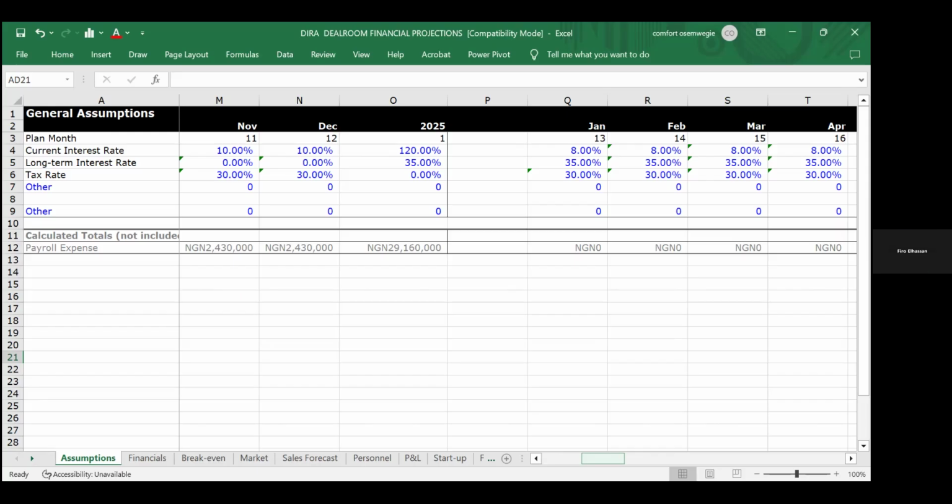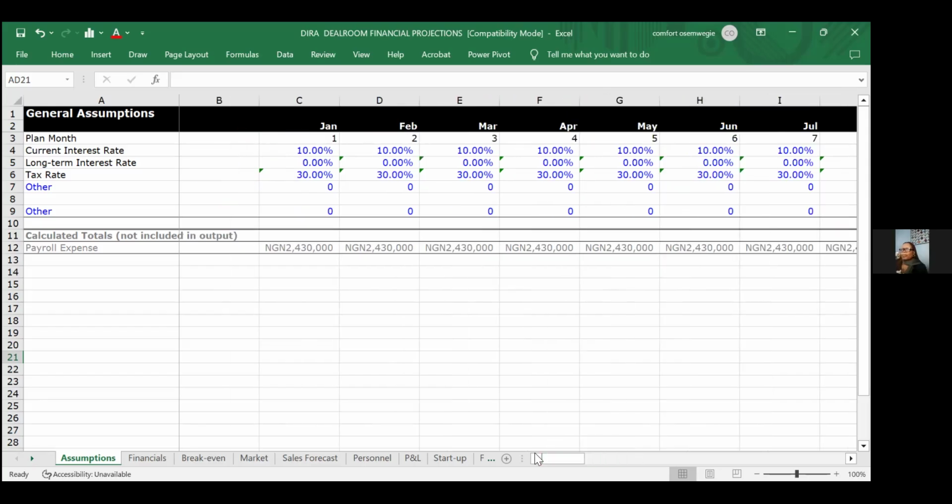I was talking of the row number 6, tax rate. Okay, tax rate, right. So will that refer to tax since we are not putting VAT in here? Yeah, your corporate tax that will be paid at the end of the year. VAT is based on sales. Yeah, so it's being captured.